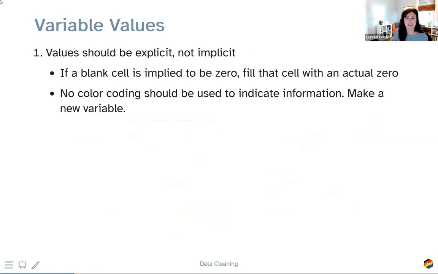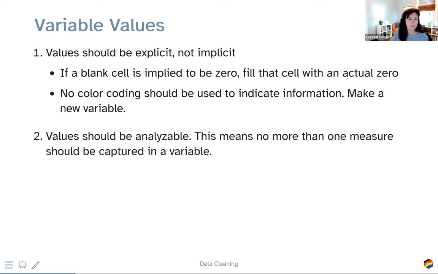Okay, so the second thing is variable values. Variable values should be explicit, not implicit. We don't ever want anyone to have to guess what a cell value means. So if a blank cell is implied to be zero, fill that cell with an actual zero. No color coding should be used to indicate information. Make a new variable. So if you're color coding a variable in order to indicate treatment, for instance, instead make a treatment variable and add the values to that variable.